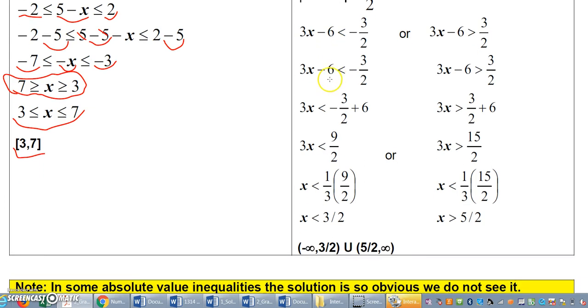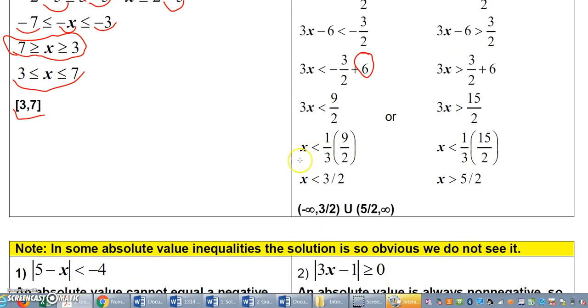So here, if I add 6 to both sides, I get 3x is less than negative 3 halves plus 6. Now you need to convert 6 to get a common denominator. Remember, 6 is 12 over 2. So negative 3 halves plus 12 over 2 gives me 9 halves. So now, in order to get x by itself, you're going to divide both sides by 3, or if you prefer, like I do with fractions, multiply both sides by a third. So multiply both sides by a third, and you get x is less than 3 halves.